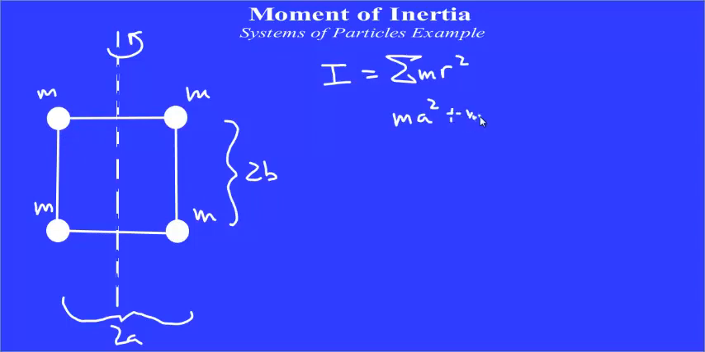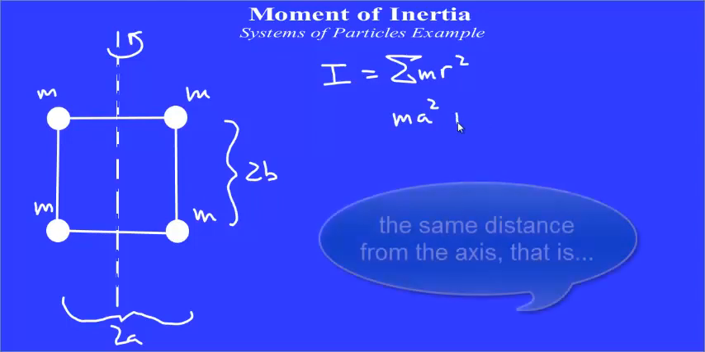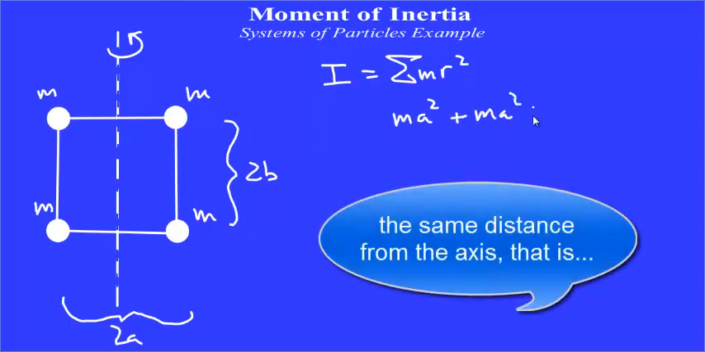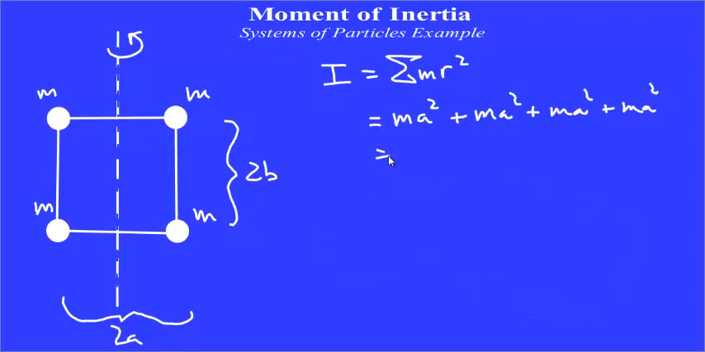And we just have this 4 times, because we've got 4 objects that are basically the same distance apart. So we have this right here, just 4 times. And the total is pretty easy here. It's just 4ma squared. That's the total moment of inertia of this system when it's rotating through this particular axis.